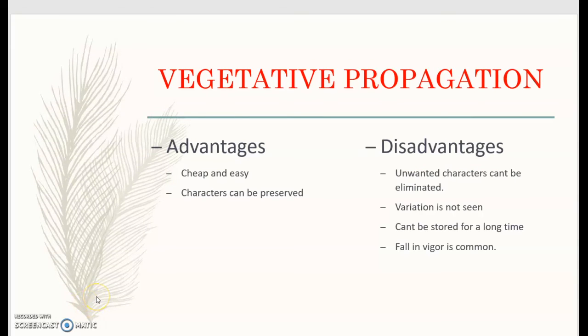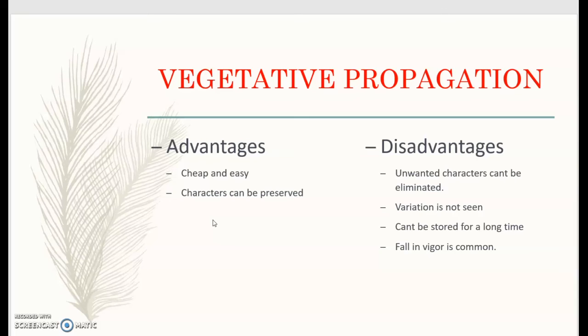Here you go, the advantages and disadvantages of vegetative propagation. We were discussing the advantages, right? So vegetative propagation is a very cheap and easy method, and it's a very rapid one too when compared with plants which are produced by seeds.